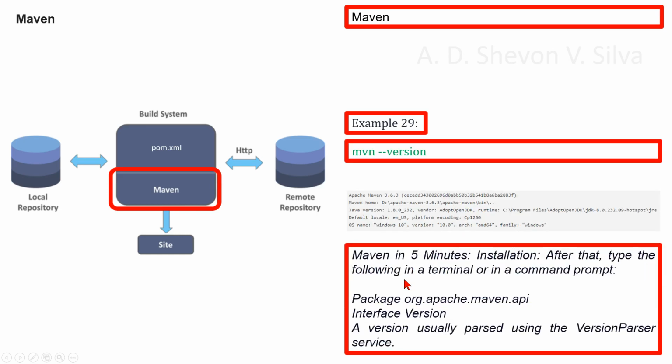Now we are considering installing Maven in 5 minutes. Maven is a Java tool, so you must have Java installed in order to proceed. First download Maven and follow the installation instructions. After that, type this command in a terminal or in a command prompt. It should print out your installed version of Maven, for example here.